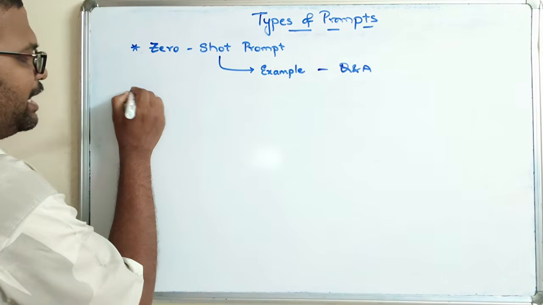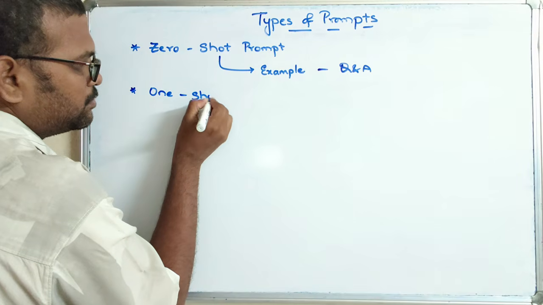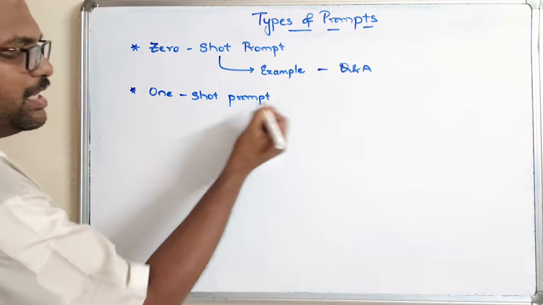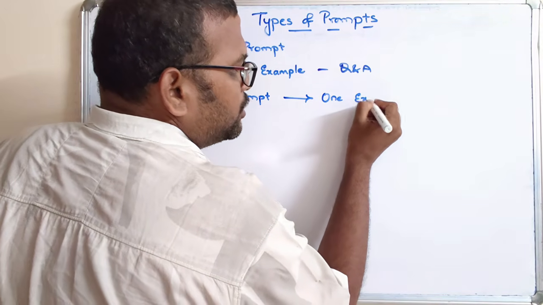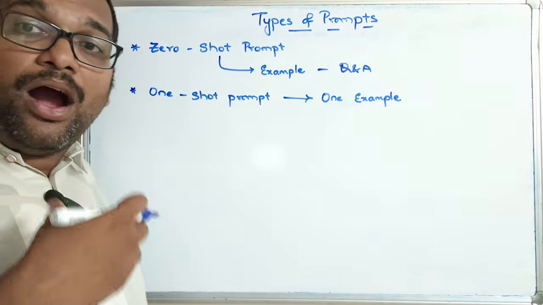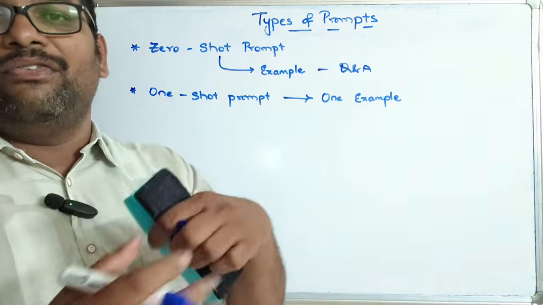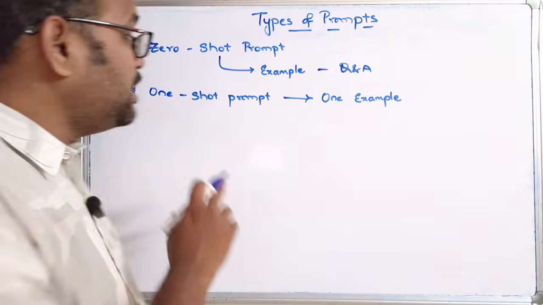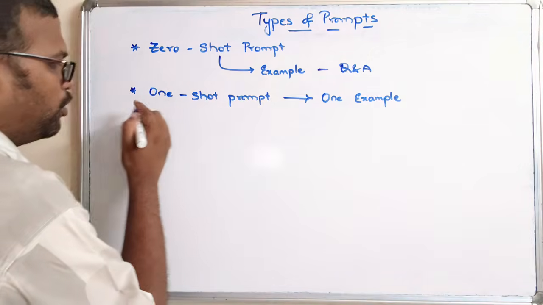And the second category is the one shot prompt. The name itself indicates one example will be given, so that it will understand how you require the output. From that understanding it will generate the outputs. So that is a one shot prompt. One example will be given to the AI model.